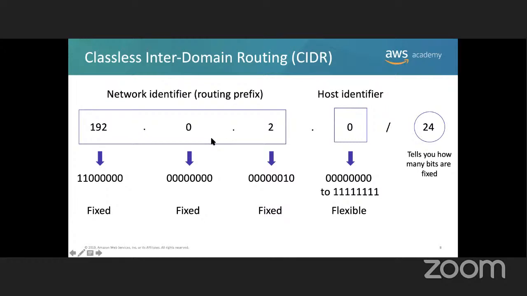The network identifier, the first 3 octets, identifies the network, and the last one identifies the host, in this case with /24. Now, when you see this /24, this is a CIDR, classless inter-domain routing. When you see /24, it means the subnet is going to have 256 available IP addresses. But AWS takes 5, and then it's going to be a total of 251.